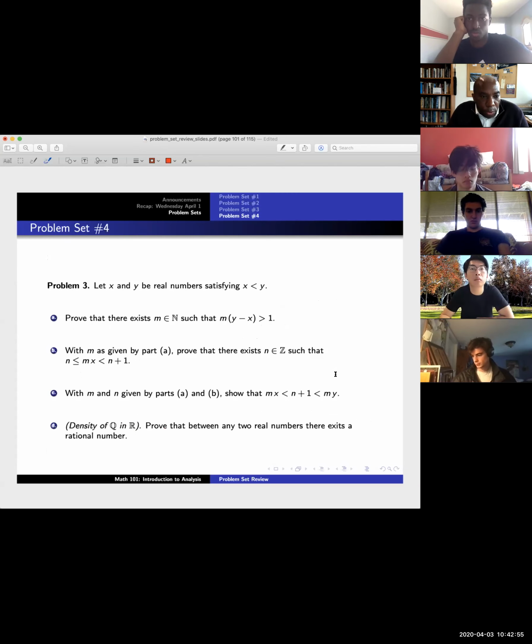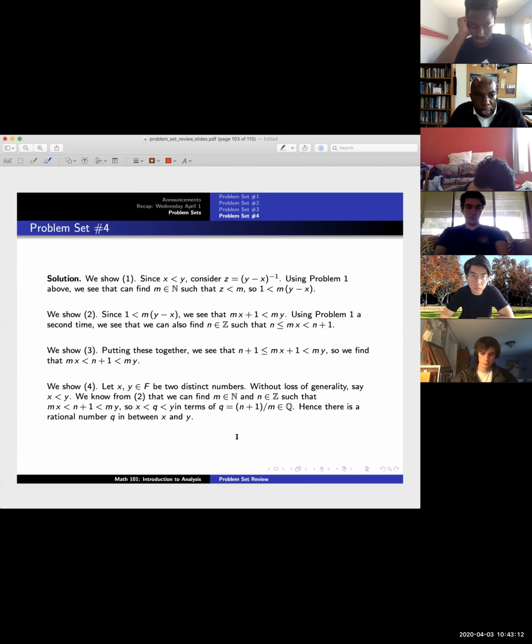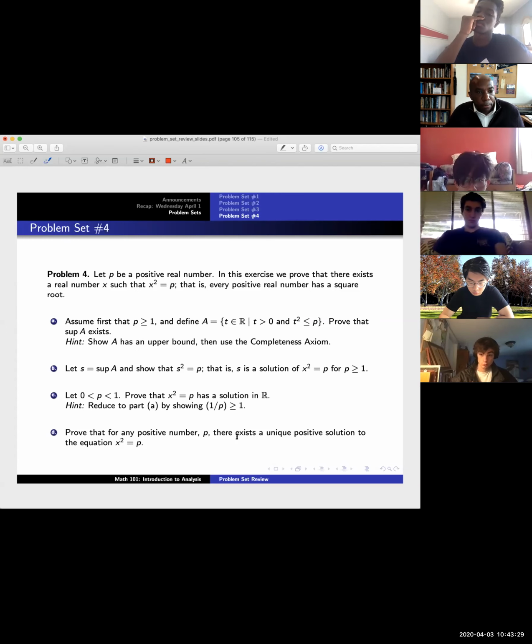So let's move on to problem 3. Again, we actually did this in class in detail. This was the whole thing of showing that between any two real numbers, there is a rational number. And again, I'm not going to worry about this. I do have the proof sitting here on the screen, but we're not going to worry about it because we did this in detail in class. Okay, any questions here on problem number 3? Okay, all right, let's keep moving here.